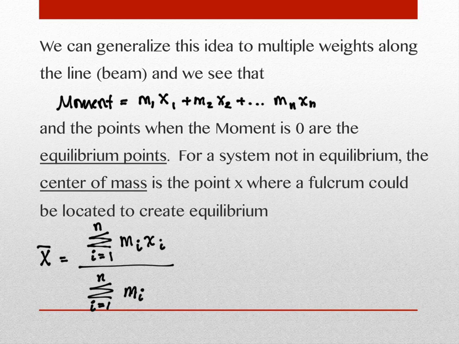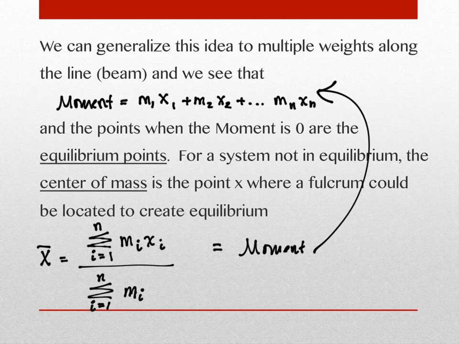So the top is exactly the thing we calculated above. It's the moment. The bottom is the total mass of our objects. Not sure that's grammatically correct where it's written, but I'm not sure how else to write it, so we're going to go with it.